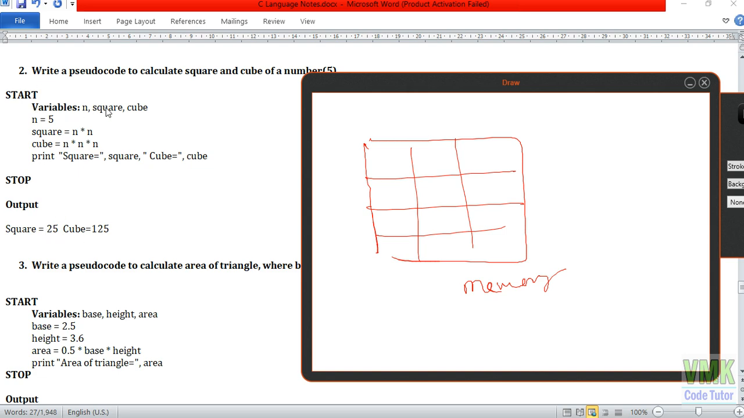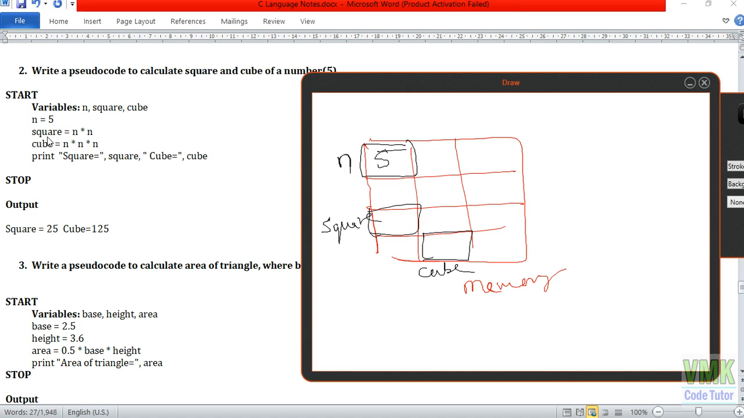Start, variables N, square and cube. Therefore in the memory, one cell is given the name N. Another cell is given the name square. Another cell is given the name cube. Like this variables are created, right? Then after creating the variables in the memory, now N is stored with what? 5. N is assigned 5. So therefore N is stored with 5.